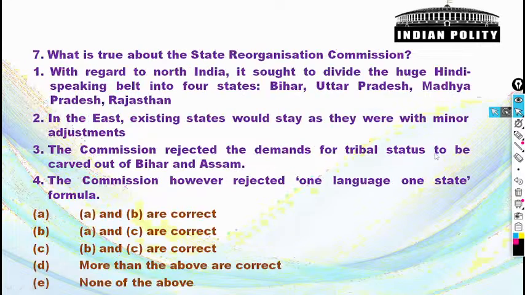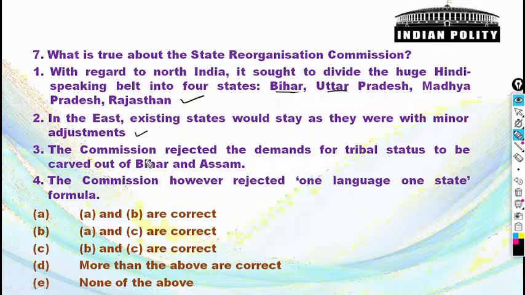Question number 7. What is true about the state reorganization commission? This is the complete recommendation of the commission. With regard to North India, it sought to divide the huge Hindi-speaking belt into states: Bihar, Uttar Pradesh, Madhya Pradesh. In the east, existing states would stay as they were with minor adjustments. Bihar, Uttar Pradesh, Odisha, and West Bengal remained the same with some minor modifications.